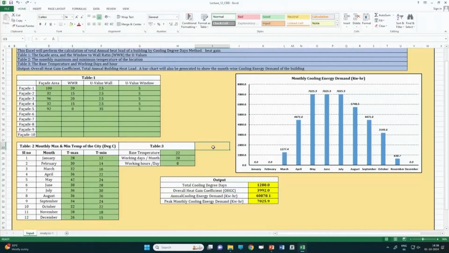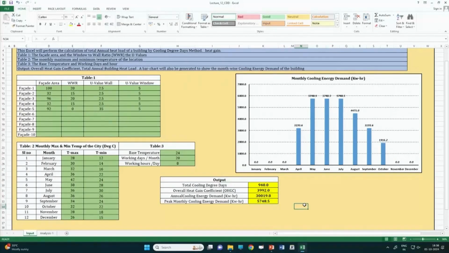So, if you think that I am comfortable with 24 degree, 2 degree up, instead of 40 it will be less than 40, now it is 30, almost 10,000 kilowatt hour decrease. 10,000 kilowatt hour decrease means, if you take 7 rupees per kilowatt hour as the electricity charge, almost 70,000 rupees decrease in your annual electricity bill. And you see now we are getting November, December, January, February as 0, you do not require any cooling, because the base temperature has increased.